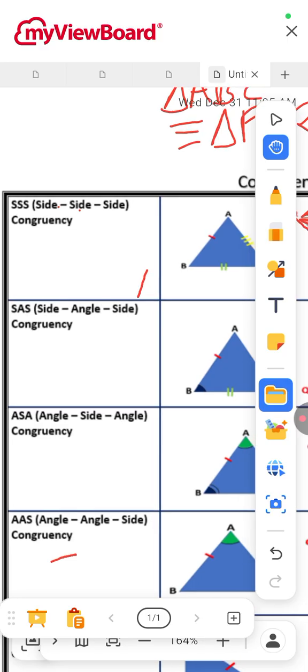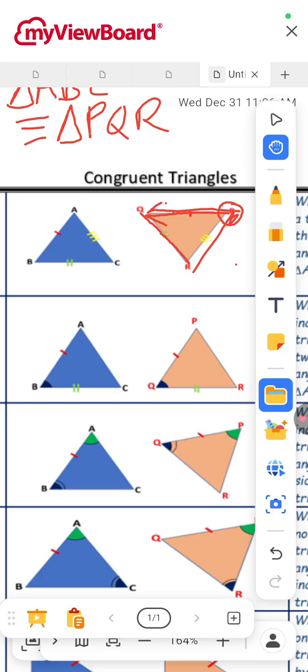Now this SAS congruency is when I have 2 corresponding sides and an included angle. 2 corresponding sides and an included angle. Now if I say included angle, I mean the angle between the 2 corresponding sides. Let's look at the diagram to explain that.